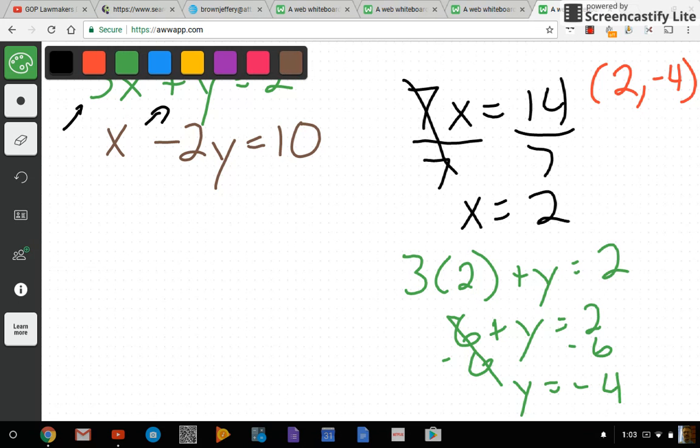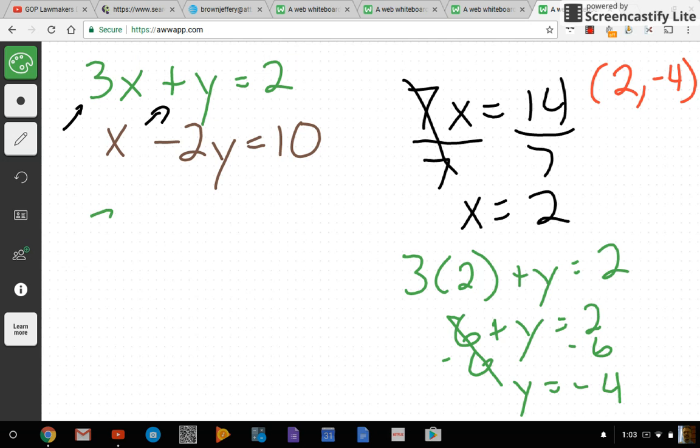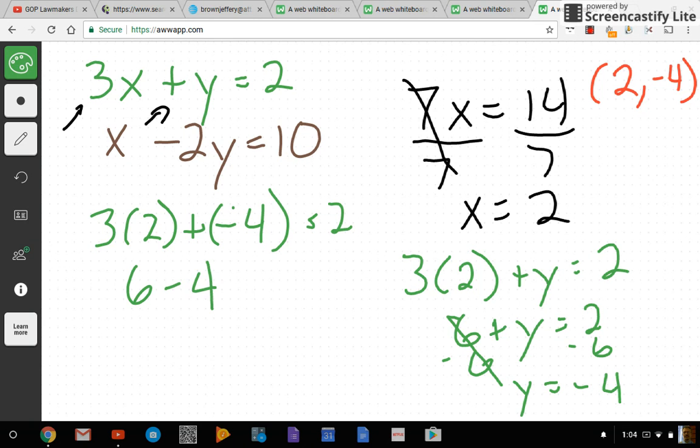All right. So 3 times 2 plus a negative 4 is equal to 2. So there'd be 6, basically minus 4, plus a negative is basically minus, is equal to 2. And that is true. 2 is equal to 2. That's a good thing. Now, if I check out my other one, and it works out also, then it's awesome.